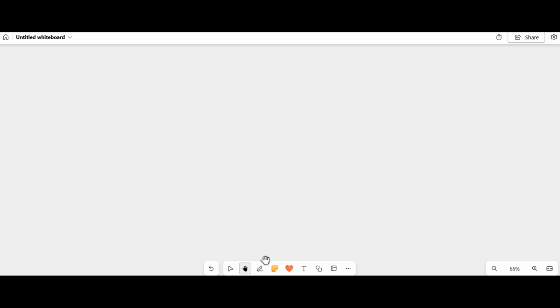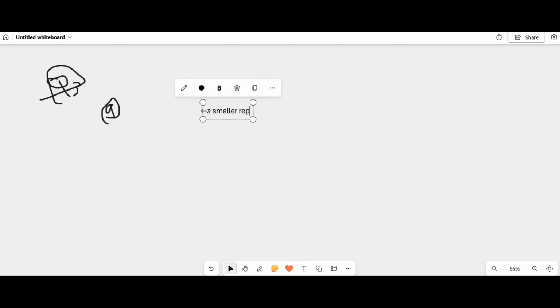Alright, next question, question 3A. What's the definition of a monomer? A monomer is just a smaller repeating unit from which larger polymers are made.